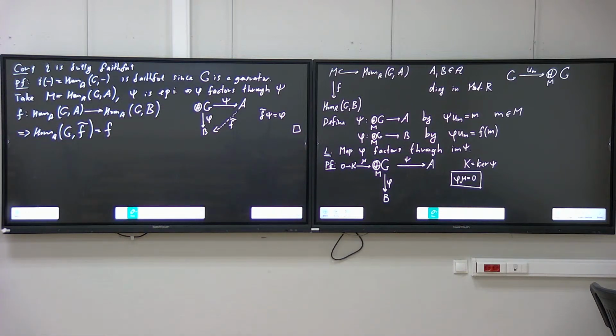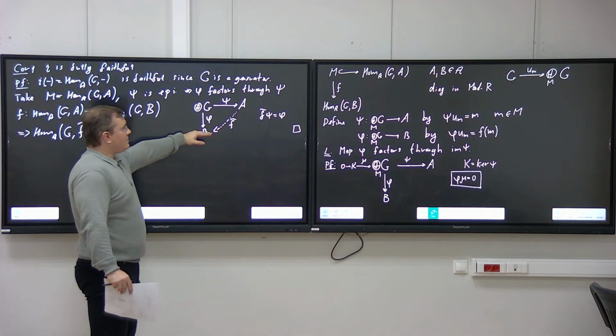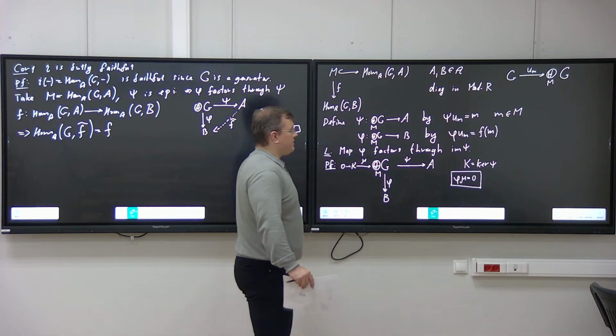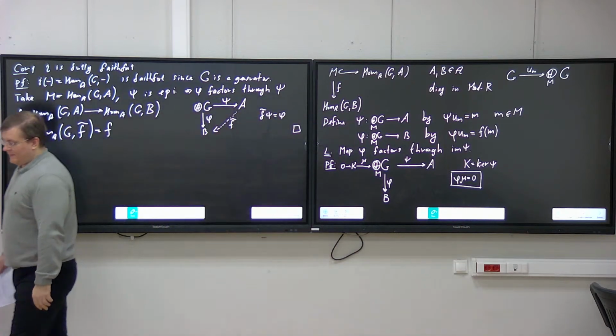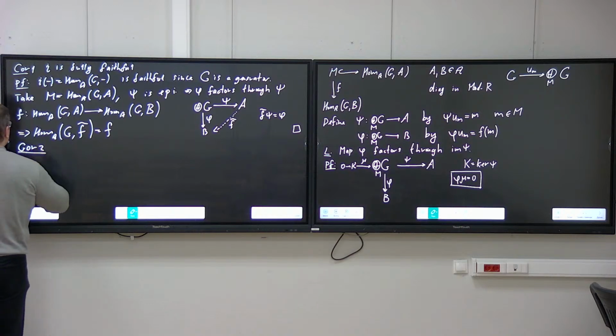To understand why, for example, this formula follows from this commutative triangle, you just need to look back at the definition of what the maps psi and phi are. Okay, so this is the first corollary. Now the second corollary, which is again derived by looking at the same diagram, but choosing the data a little bit differently.